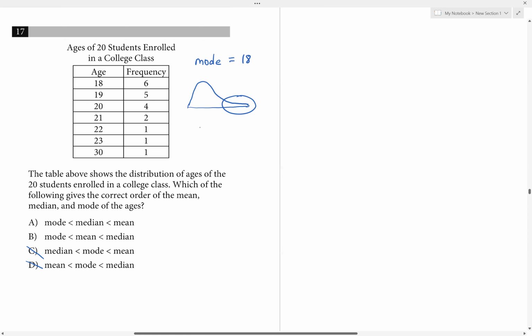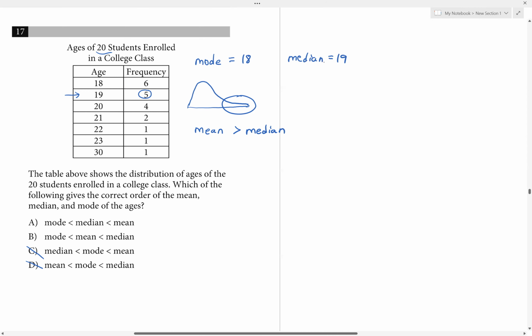When this happens, the mean is going to be greater than the median, because the median will be somewhere in the middle. We know there are 20 students, so the median should be between the 10th and the 11th student. Adding the frequencies, 6 plus 5 is 11, so the median should be 19 because it will be within this group.